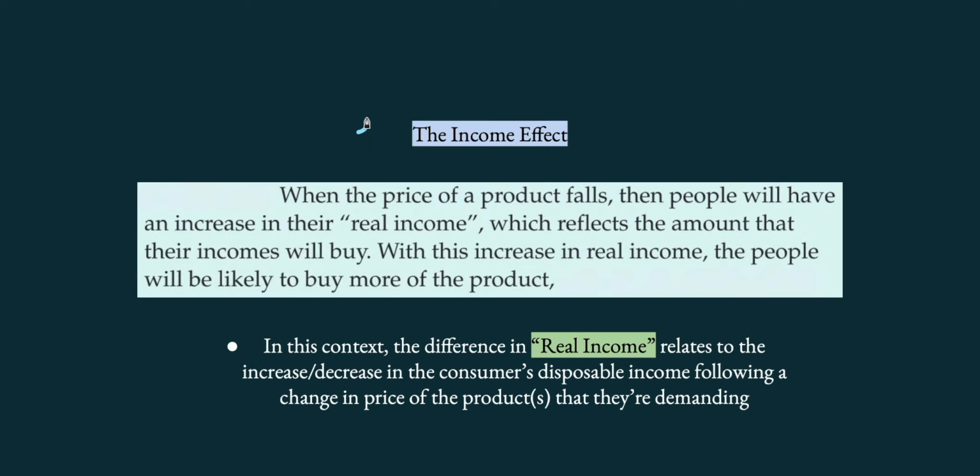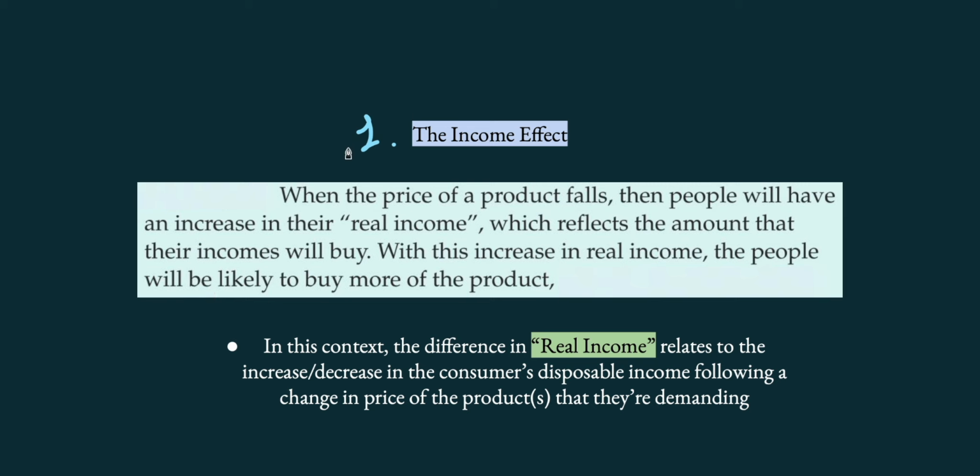The first of which is going to be the income effect. So when the price of a product falls, then people will have an increase in their real income, which reflects the amount that their incomes will buy. With this increase in real income, the people will likely be able to buy more of the product.